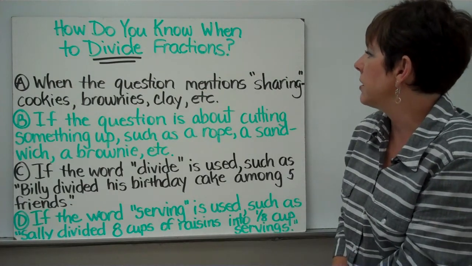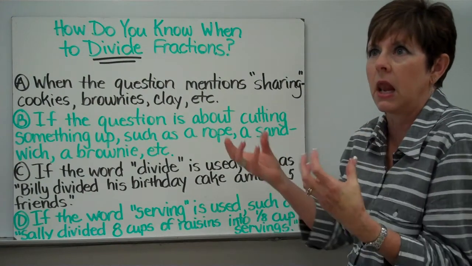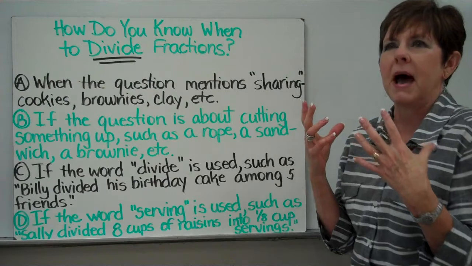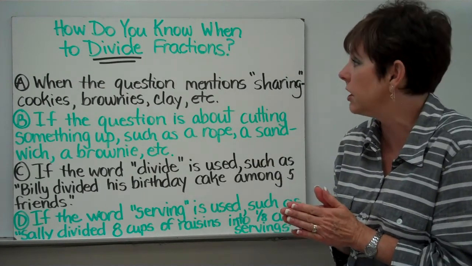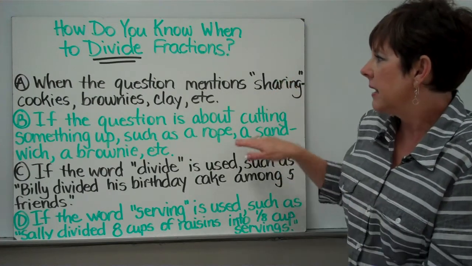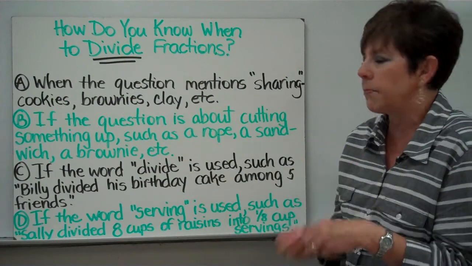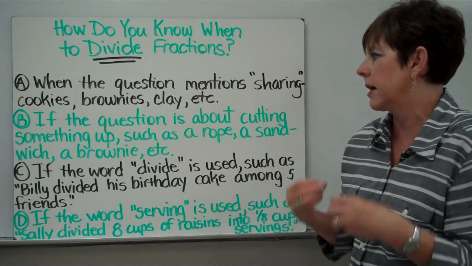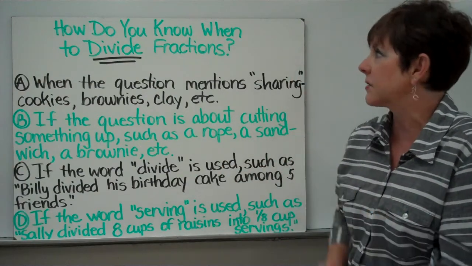Letter A, when the question mentions sharing, like cookies, brownies, pizza, clay. I noticed that about 80% of the test prep questions I've seen for the EOG mention the word sharing. You know you're going to divide. Letter B, if the question is about cutting something up, like you're going to cut up a rope, you're going to cut up a sandwich, you're going to cut up a brownie, a pizza, you're going to cut it up, that is going to be divided.